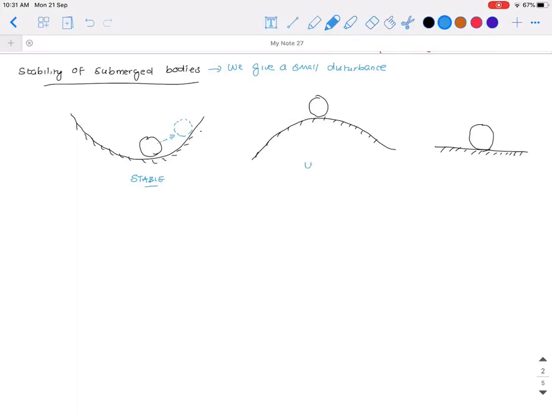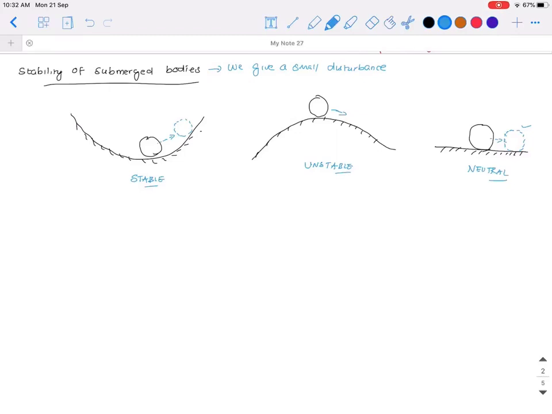Okay, so this is unstable, because if you give a small displacement to the body, it is going to continuously go further away from the equilibrium position. Okay, this is neutrally stable. You give some disturbance to the body, it will move to a new position, and then it will neither come back nor move away from this position. This is another equilibrium position.